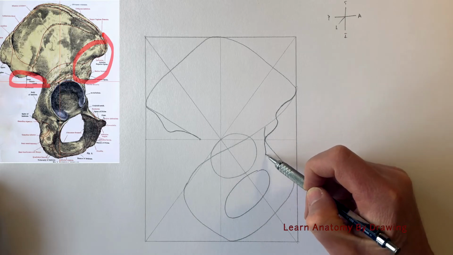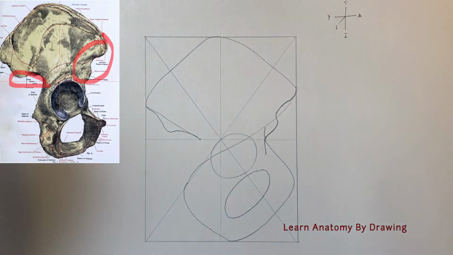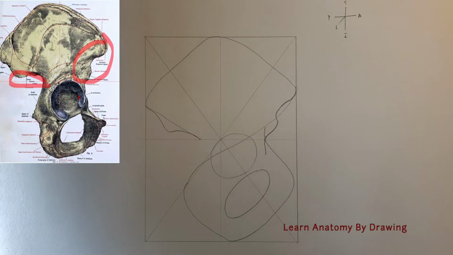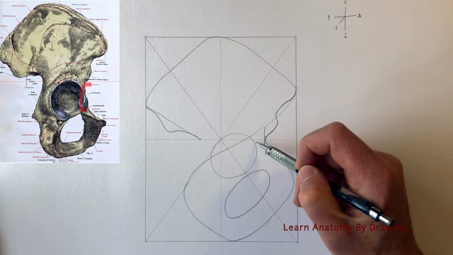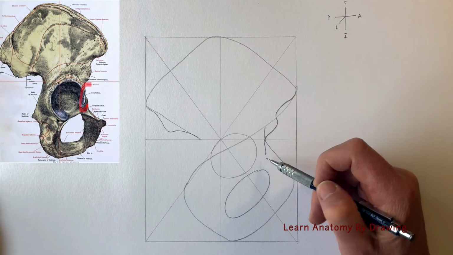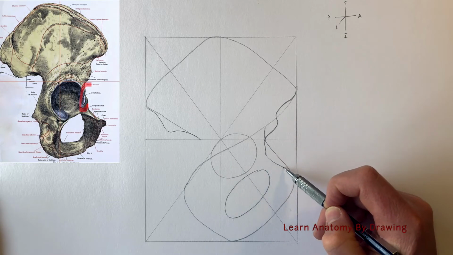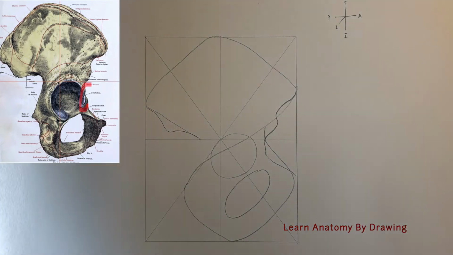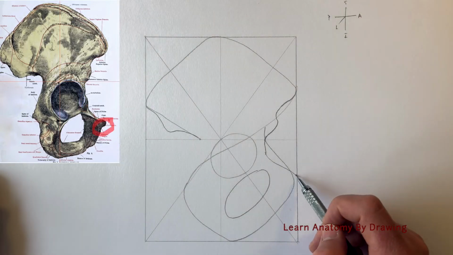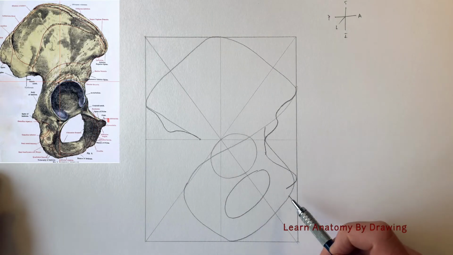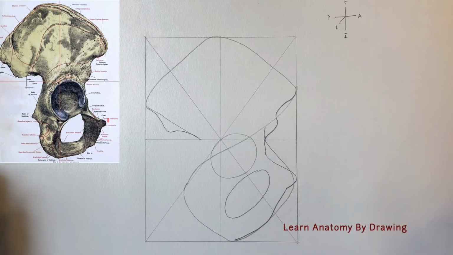Follows down closely to the acetabulum there, probably a little bit closer than I've got there, but that's okay. And then this comes out like this, and there's a bump here, which is some important muscular attachment sites. So let's capture that bump and then bring that down like this.